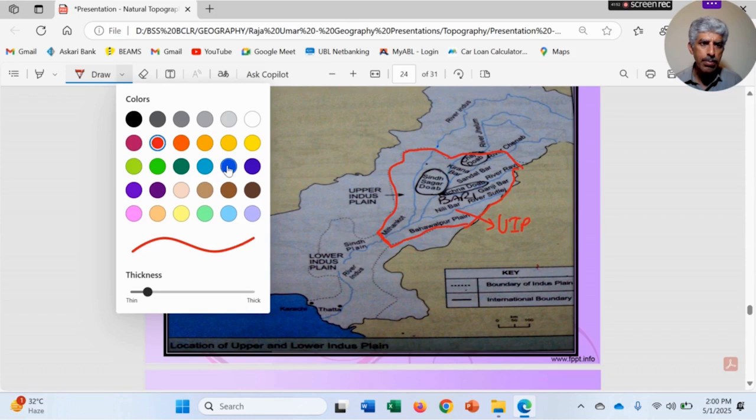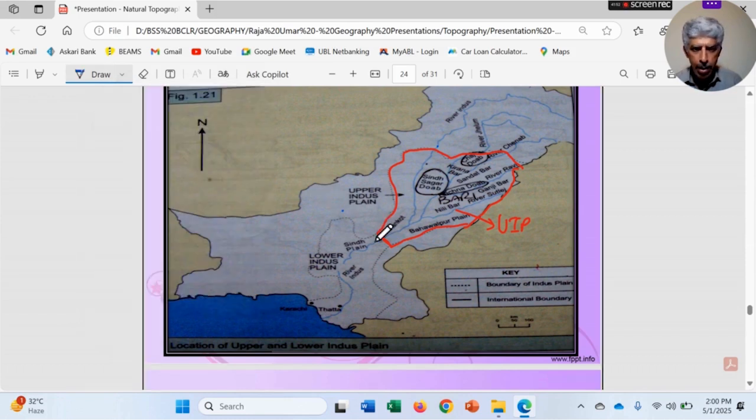And beyond the province of Punjab, down towards Sindh and Balochistan regions, this whole blue lined cordoned region is known as Lower Indus Plain. Right? So there are certain differences between the Upper Indus Plain and the Lower Indus Plain. And few are really very much visible over here even on the same map given.